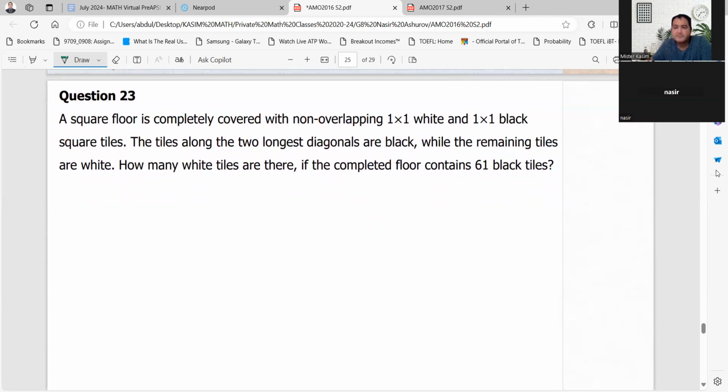23. Read it. A square floor is completely covered with non-overlapping 1 by 1 white and 1 by 1 black square tiles. The tiles along the two longest diagonals are black, while the remaining tiles are white. How many white tiles are there if the completed floor contains 61 black tiles? You get it? Yeah.